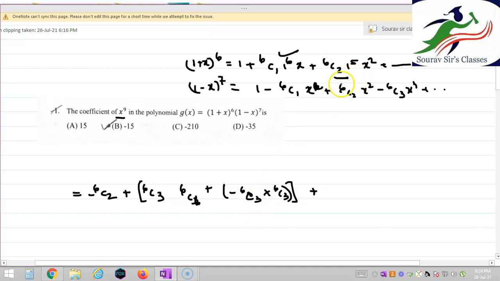Plus, we will get x to the power 9 again when x to the power 4 is multiplied by x to the power 5. The coefficient of x to the power 4 in this expansion is 6c4, and in the other expansion the coefficient of x to the power 5 is 6c5, and as 5 is odd, that will be a minus. Plus, the coefficient of x to the power 4 in this expansion is 6c4 again, and 6c5.